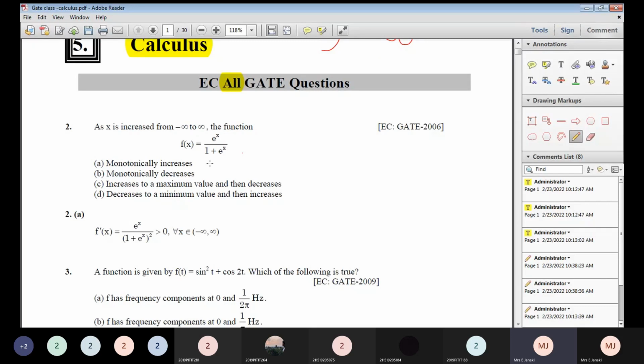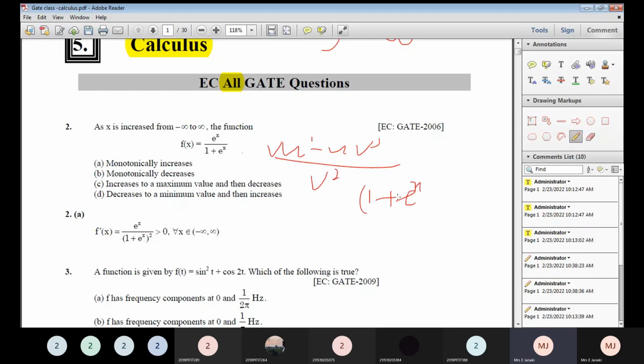So take f dash of x, differentiate the given function with respect to x. Now the function is of the form u by v, so e power x divided by 1 plus e power x. Apply the division rule: v u dash minus u v dash by v square. The denominator 1 plus e power x is v.